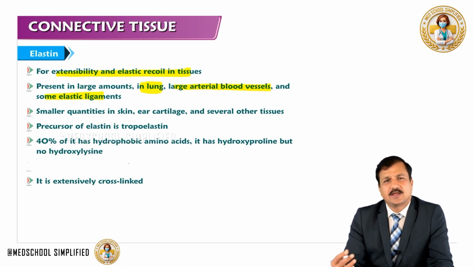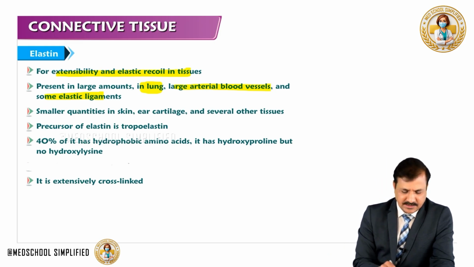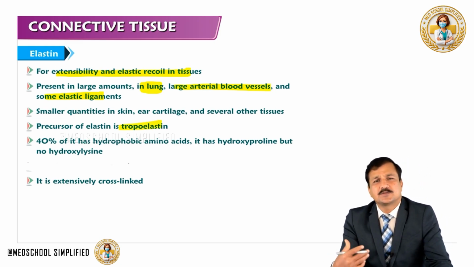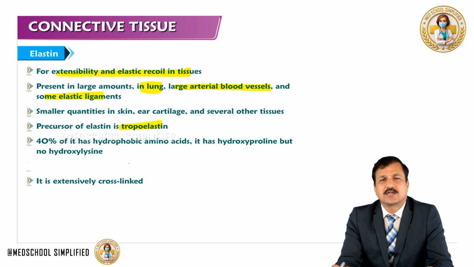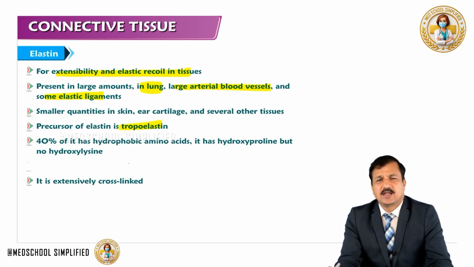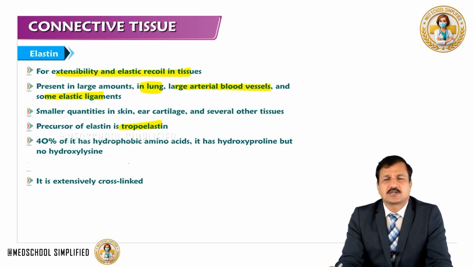Like collagen, elastin has a precursor. It comes from a precursor called tropoelastin molecule. When it comes to the amino acid composition of elastin, 40% of elastin contains hydrophobic amino acids, meaning elastin is rich in hydrophobic amino acids. Elastin also contains hydroxyproline, but it does not contain hydroxylysine.